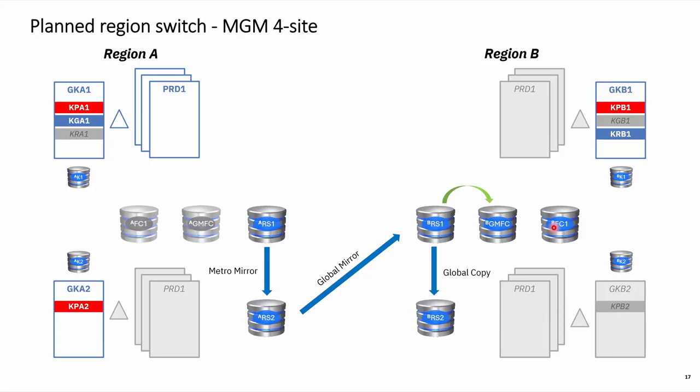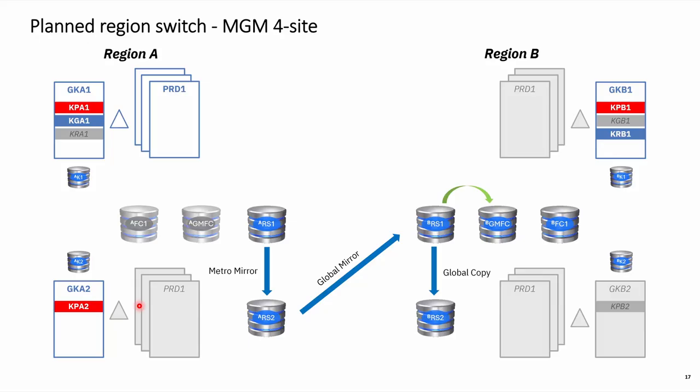So to start off, just to orient a little bit, we have region A up here. We have some productions, we have some controlling systems, some disk, etc. Your coupling facility region. This is your metro mirror in your region A. So your RS2, you have your KPA2, outpar, you have production. We have a region B set up similar to region A.